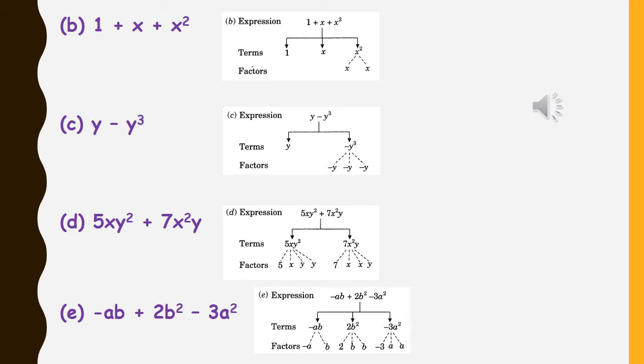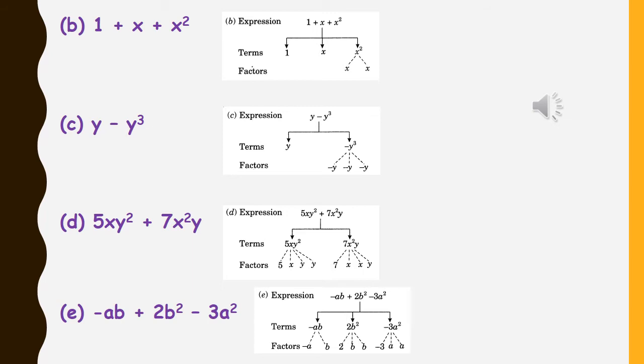Now part B, that is 1 plus x square. The expression is broken into three terms, 1, x and x square. Now x square is broken into its factors. So the third term x square is broken into two branches once again, x and x.